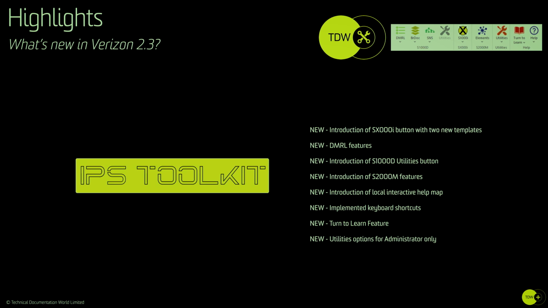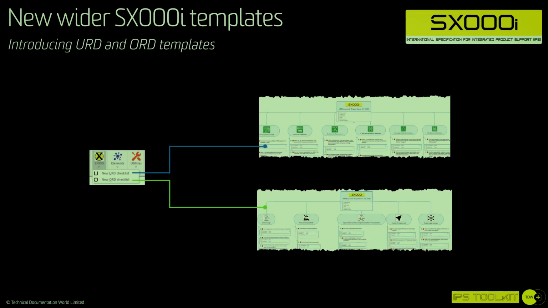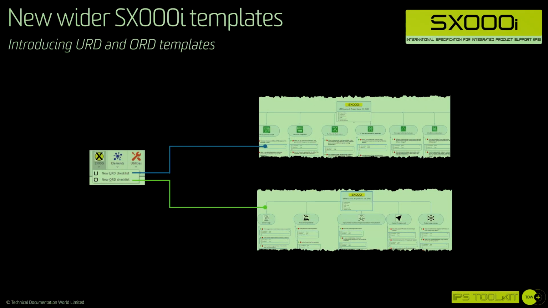And again, I'm just going to give you some kind of slides here, but the TDW Plus members, you will get some full tutorials over the coming weeks. So we've now introduced a new 10,000i button. And the 10,000i button is where we're going to be putting in lots of checklists. We're going to be putting in lots of tips. We're going to be putting in lots of turn to learn kind of maps. And I'll tell you what that is very shortly. But what we've done now is we've included a URD, ORD checklist, and or two different template checklists.